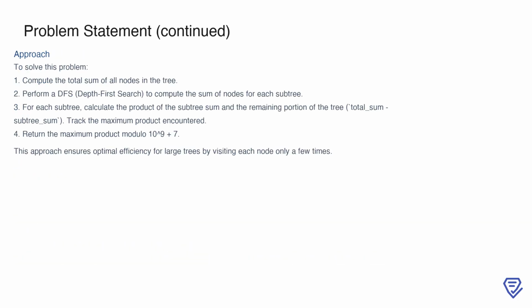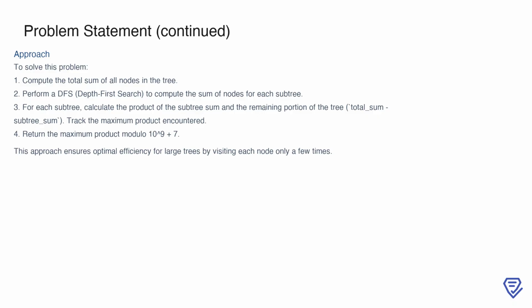To solve this problem, we follow a systematic approach. First, compute the total sum of all nodes in the tree. Next, perform a depth-first search, or DFS, to calculate the sum of nodes for each subtree. For every subtree, calculate the product of the subtree's sum and the sum of the remaining portion of the tree, which is the total sum minus the subtree sum.